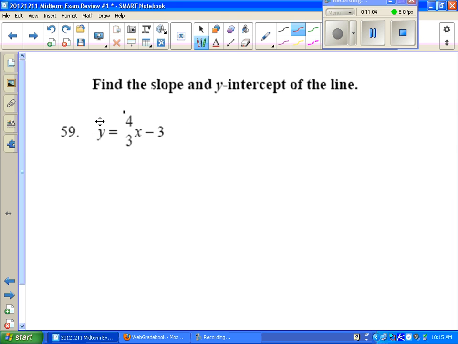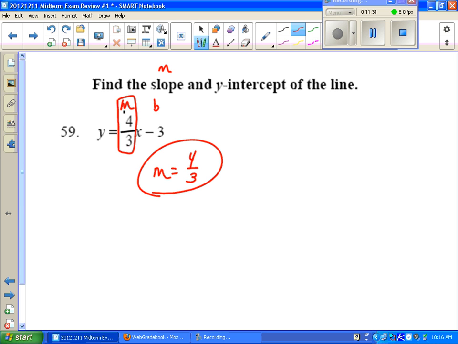59 says find the slope and y-intercept of the line. Sometimes my copy leaves the little fraction bar out. Y equals 4/3 x minus 3. This is in slope-intercept form. It shows you already. Y equals mx plus b. Whatever's multiplying by x, if it's in this form, 4/3 is your slope. Slope, think of two little mountain peaks, is your m value. Anybody who's getting stuck with that one? 4/3 is your slope. Your b is your y-intercept.